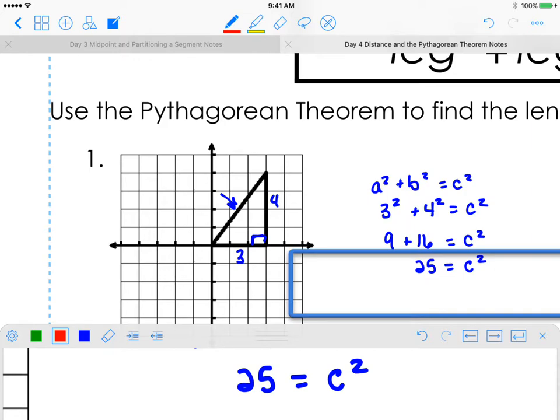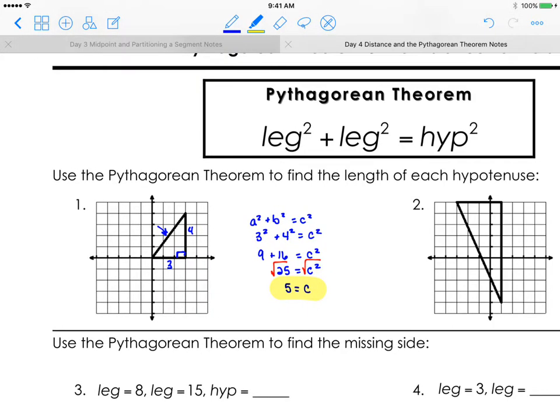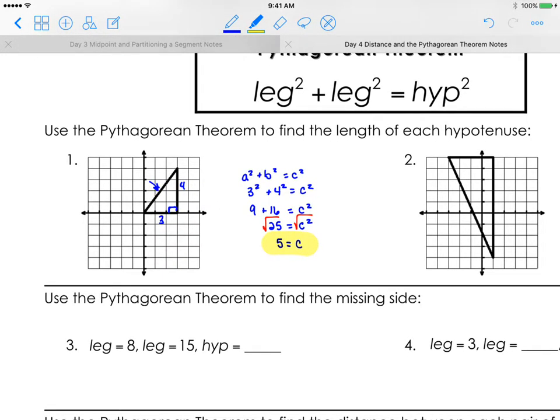Okay, so we've got to clear that square, so we're going to do a square root. We square root both sides, so we know the length of the hypotenuse is 5. Again, guys, hopefully that's more of a refresher. I'm not going to do too many more of these because I know you guys are rock stars and can handle it.